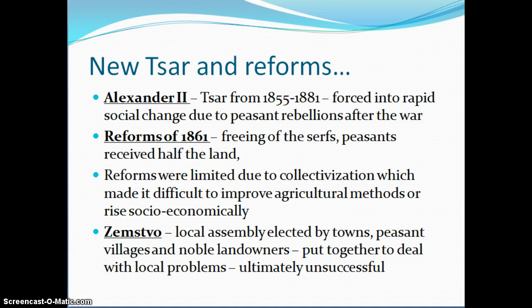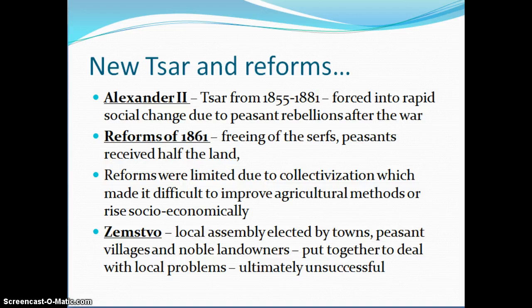They free the serfs. Peasants receive half of the land. Reformers were limited due to collectivization, which made it difficult to improve agricultural methods or rise socioeconomically. And this is very significant because they're going to move forward, but they're still going to be far behind the rest of Europe. And this is going to play a major role in World War I and World War II, and so on.